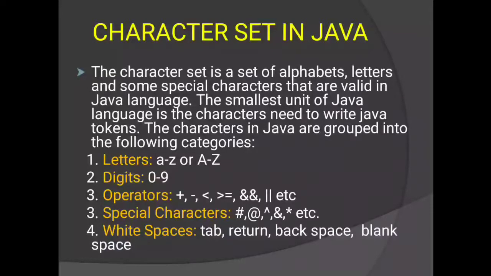Letters: here we will use small a to z or capital A to Z. We know that Java is a case sensitive language. Case sensitive means capital A is not equal to small a. So we will use small a to z and capital A to Z, that is 26 plus 26, which is 52 alphabets. And digits: here we use from 0 to 9. Using these digits only we can make the numbers.